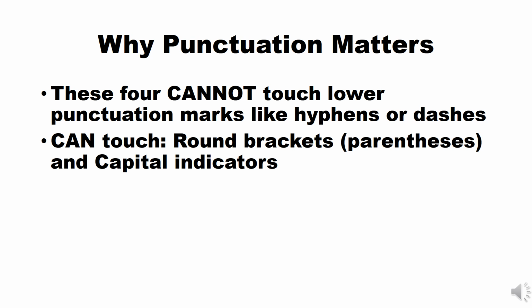This slide is titled Why Punctuation Matters. The words be, his, was, and were, when written using lower word signs, must not be in contact with lower punctuation marks. That includes punctuation that uses dots in the lower part of the Braille cell, such as hyphens and dashes. However, they can be written next to round brackets, also known as parentheses, because these use dots in the upper part of the Braille cell. They can also be used with capital indicators. So remember, the issue here is where the punctuation appears in the cell.